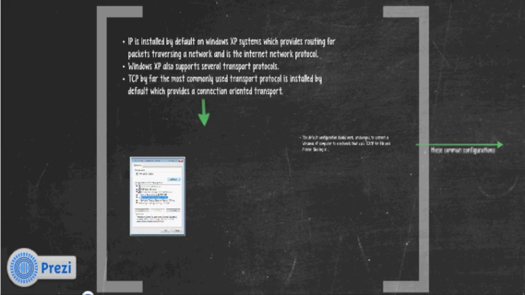I will start with network and transport protocols. IP is installed by default on Windows XP systems, which provides routing for packets traversing a network and is the Internet Network Protocol. Windows XP also supports several transport protocols. TCP, by far the most commonly used transport protocol, is installed by default, which provides a connection-oriented transport.